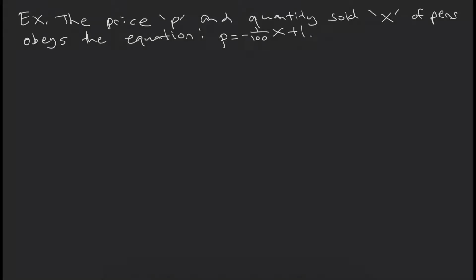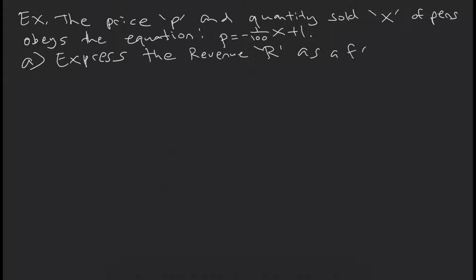All right, so let's say the price P and quantity sold X of pens obeys this equation. So price equals -1 over 100 X plus 1. And let's ask a question. Part A: let's express the revenue, and I'll call that R, as a function of X. So part A, we want to express the revenue R as a function of X. So R of X.